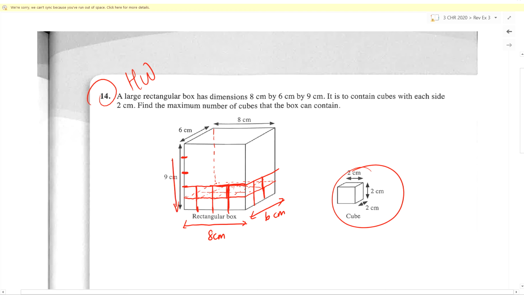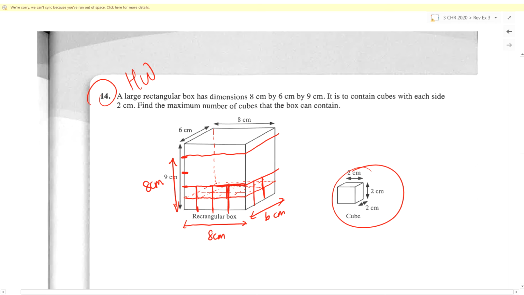So for these 4 levels, there will be 8 cm already. Can I go another level? Cannot, because the cube has a height of 2 cm. So we have to stop at 4 levels. Refresh my memory, how many cubes are there in one level? 12. If I have 4 levels, what is the total? 12 times 4. That will give us 48.